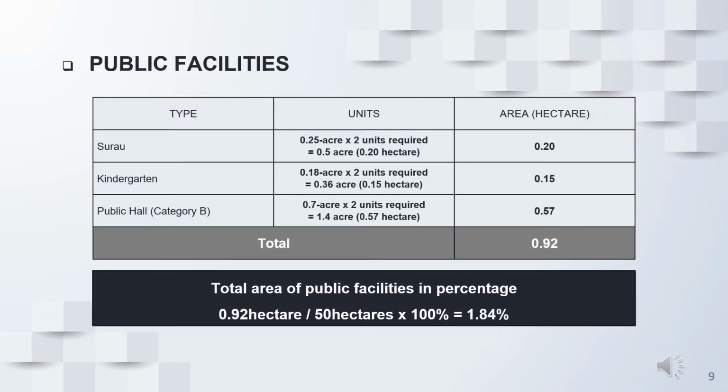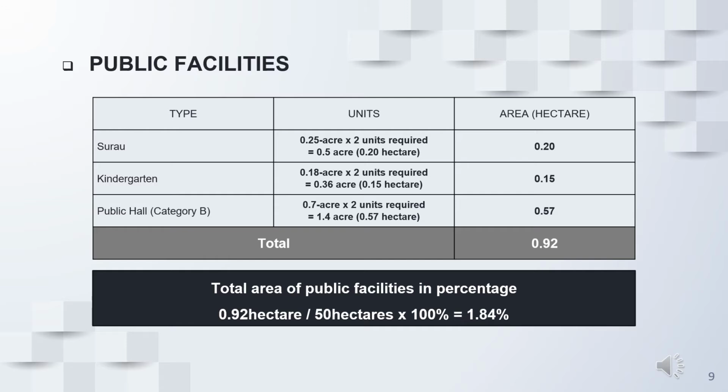Public facilities. Based on the neighborhood hierarchy, there are 2 units of surau required for this neighborhood. The total area of 2 units of surau is 0.20 hectare. For kindergarten, there are 2 units of kindergarten required for this neighborhood. The total area of 2 kindergartens is 0.15 hectare.